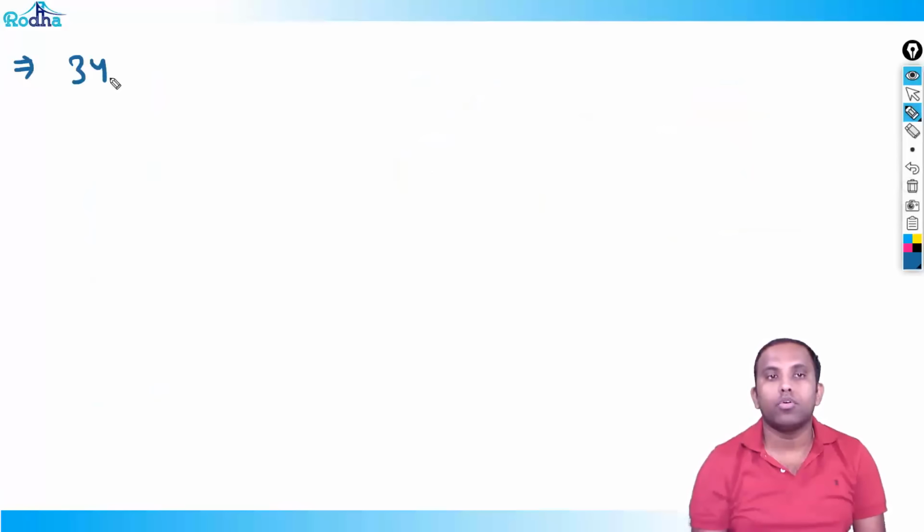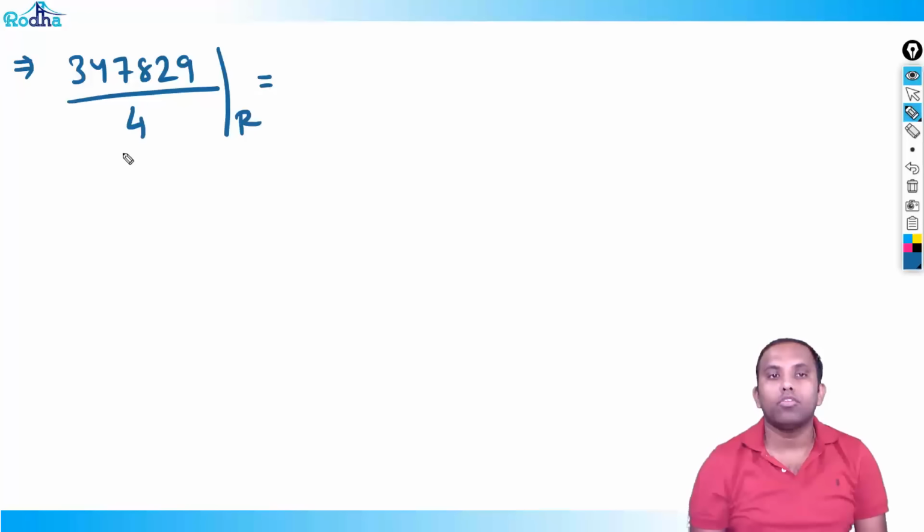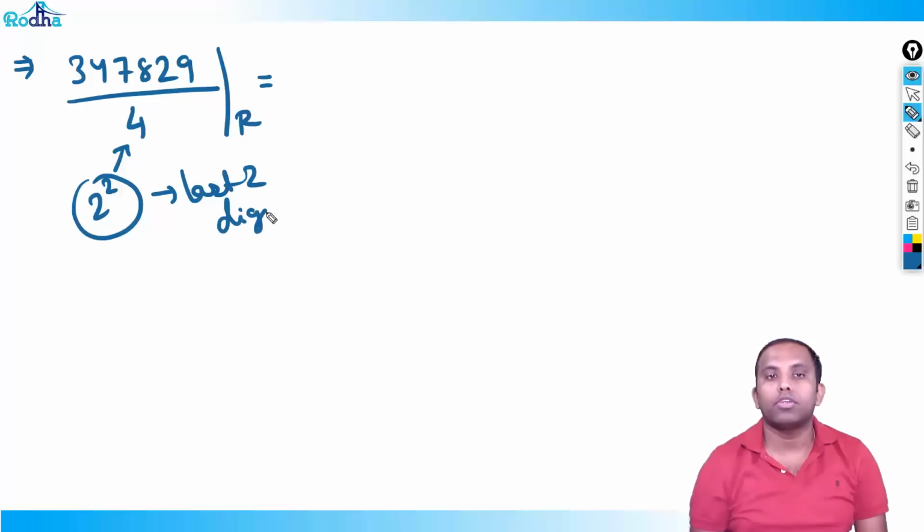Okay. 3, 4, 7, 8, 2, 9 divided by 4. What is the remainder? Now what is 4? 4 is just 2 square. So 2 square means I have to just look at the last 2 digits, right? So only the last 2, 29. What is the answer? 29 by 4. 4 sevens are 28. The answer is 1.